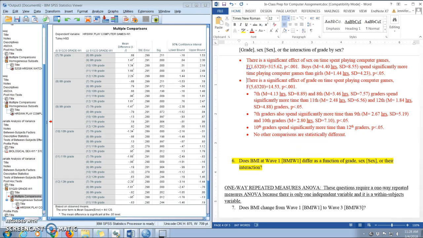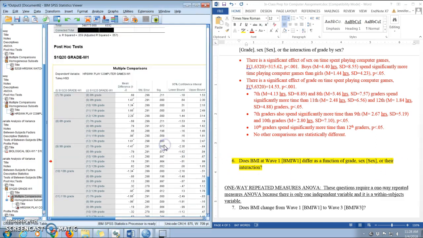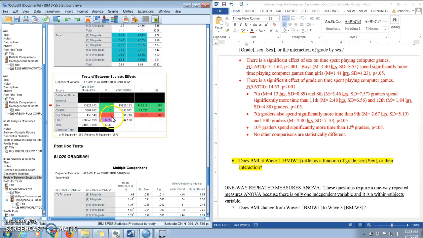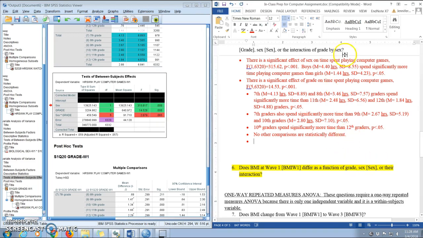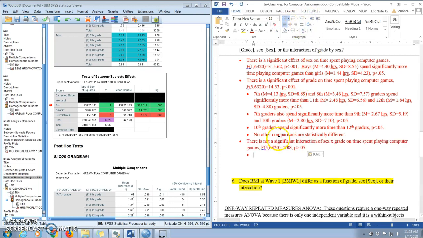I think the only other sentence that we need to write is the sentence for the interaction. And so if we look back up here at the interaction, again, that was close to significant, but not significant because it's greater than 0.05. I might have already done this on the other video. I apologize if I'm repeating, but if I didn't, I certainly don't want to forget to show you this. So we would just write this sentence here that says there is not a significant interaction of sex by grade on time spent playing computer games, F, and we get our degrees of freedom over here, equals 2.09, p greater than 0.05. Okay, now we're really done.